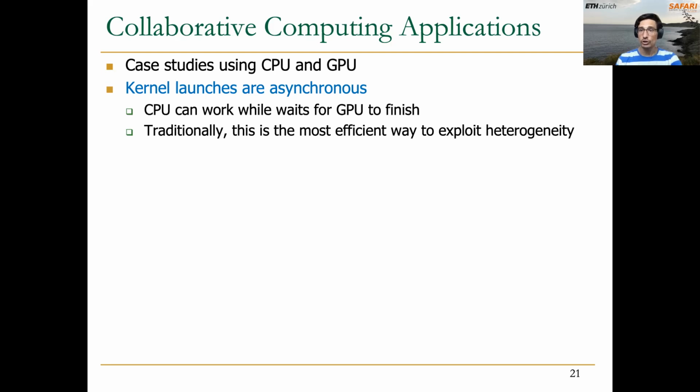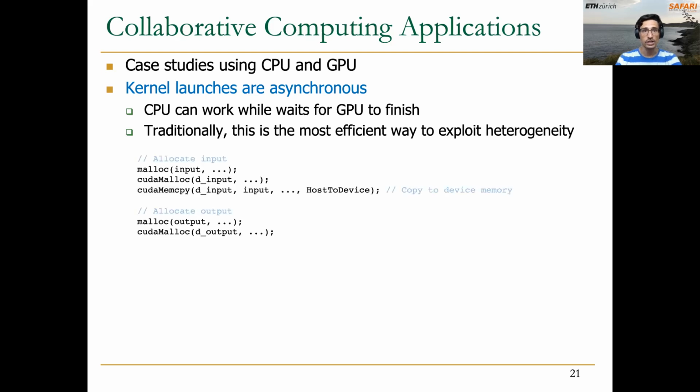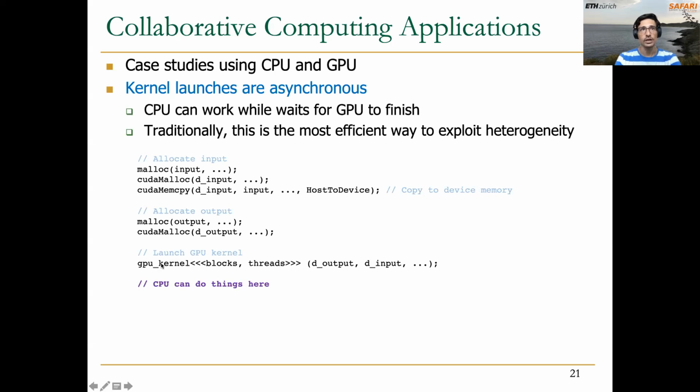So in the traditional approach, one thing that we can take advantage of for the CPU and the GPU to collaborate on the same workload is the fact that kernel launches are asynchronous. What that means is that after launching the GPU kernel, we have the CPU threads free to do something else. So the CPU can do things after launching the GPU kernel. At some point, we can use this CUDA device synchronize to make sure that the GPU kernel finished, and then we can read the output from the GPU memory to the CPU memory.